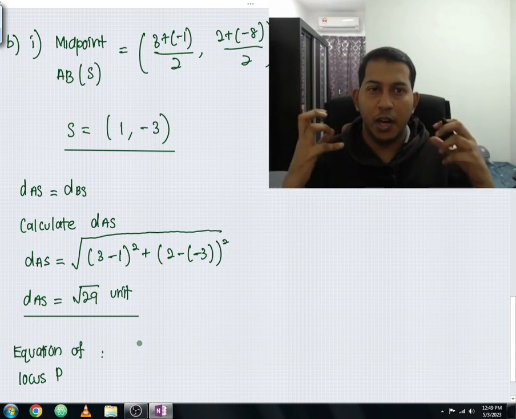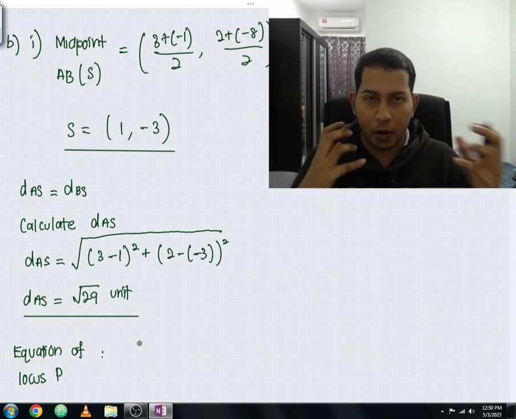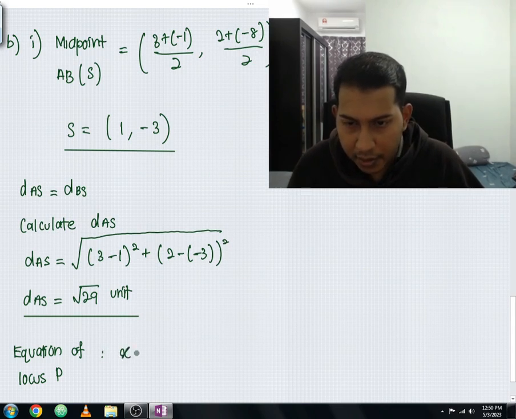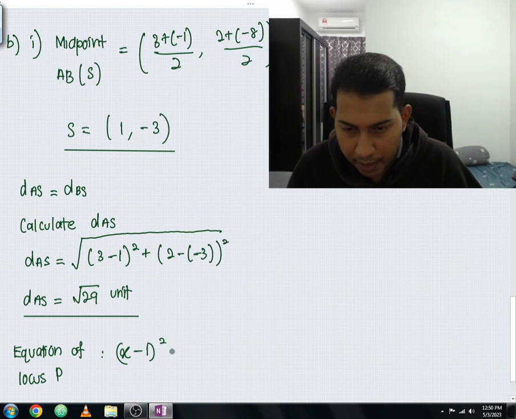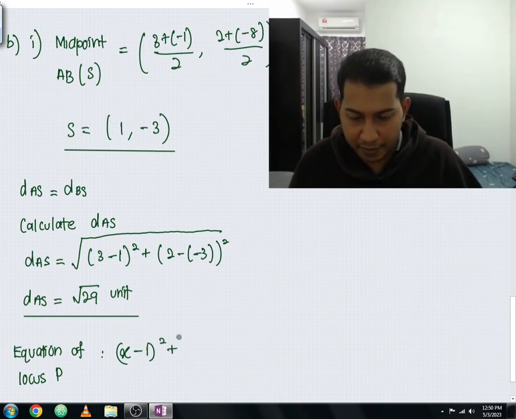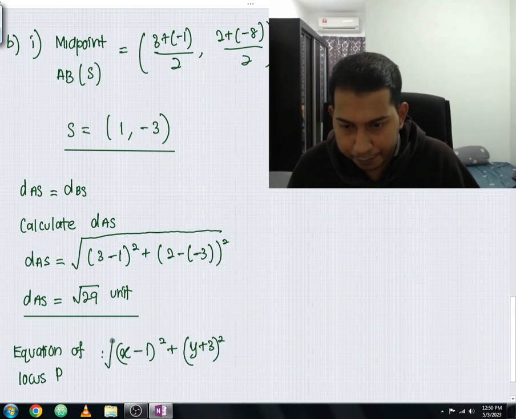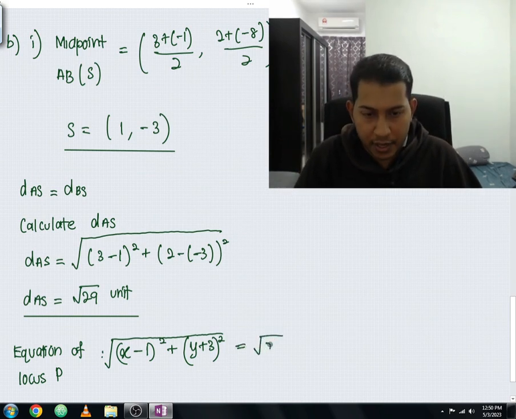So from here, a moving point P, we don't know exactly where the location is, so we're going to set the coordinate of the moving locus P as x, y. So from here, x, we're going to minus the midpoint. In this case, it will be x minus 1 squared, and then plus y minus negative 3. In this case, it will be y plus 3 squared, and then you square root it. You should get equals to square root 29.